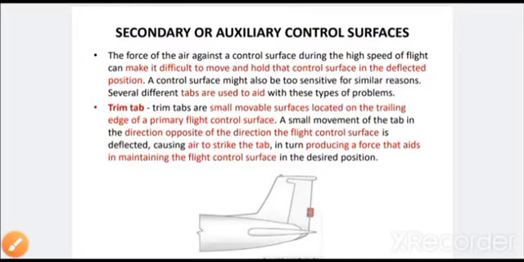Good morning, everyone. Yesterday we studied in part 1 about the controls and all the control surfaces, the primary ones. Today we will study about the secondary or the auxiliary control surfaces.